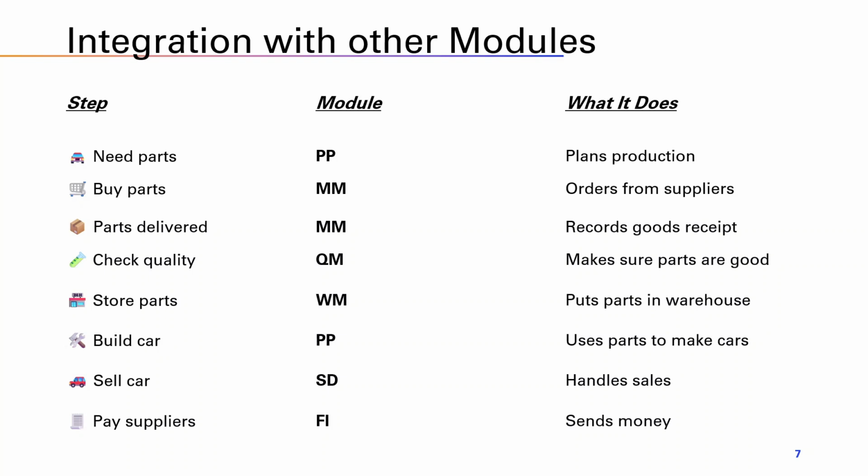Once the car is fully manufactured, we need to sell these to people. Sales and distribution will help in selling cars to customers, and finance will release the payment to suppliers against our purchases. You can say MM is like the materials manager in the car factory.